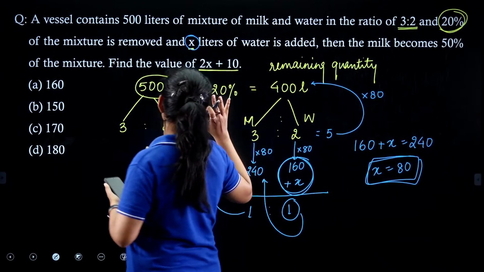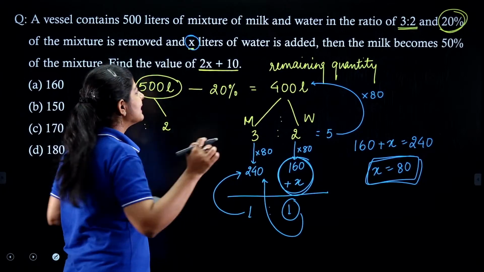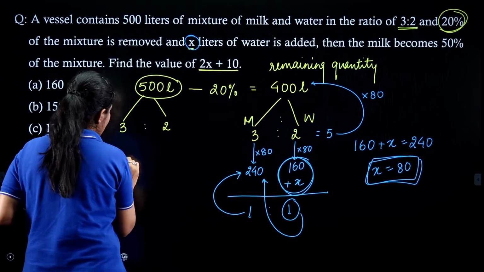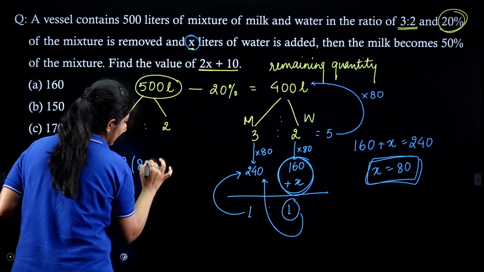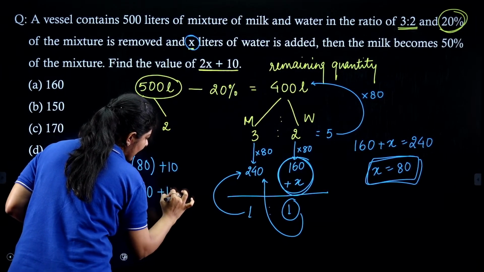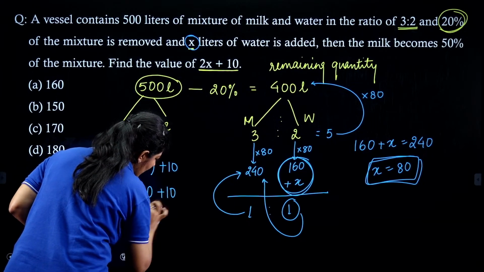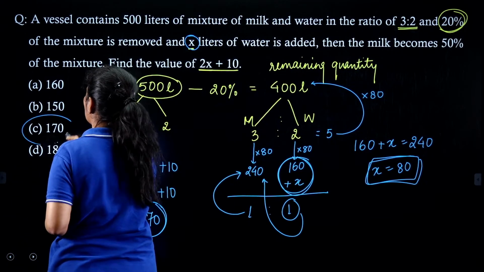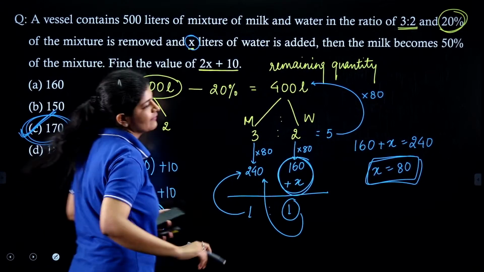Now, the question is not asking the value of x. It is asking 2x plus 10. So, 2x is 160, plus 10. That means the answer is 170. The correct answer over here is your option number C, 170.